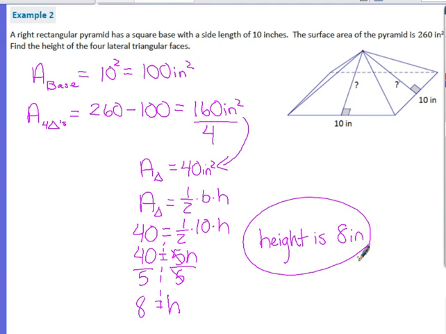So this just gives you an example of different ways that surface area can be applied, and this is the type of problem that you should expect to see in 8th grade, where they're not just asking you to calculate the surface area, but rather use the surface area to work your way backwards to find some of the elements within the figure.